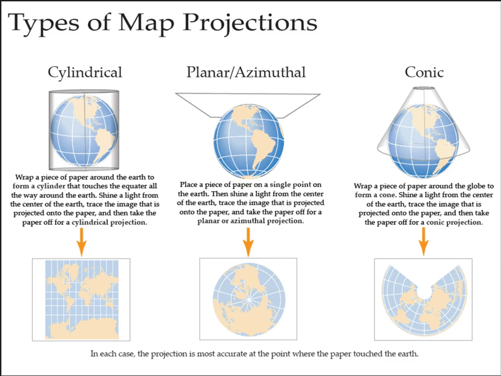And next is conic. Conic projections are nice for showing east-west extents. For example, the United States is often shown in a conic projection. Here we wrap a piece of paper around the globe that forms a cone. Once again, you shine the light through the center, and the image of the Earth is projected onto this piece of paper. And once again, where the paper touches the Earth, there's no distortion. So this is a way to visualize how this is done.